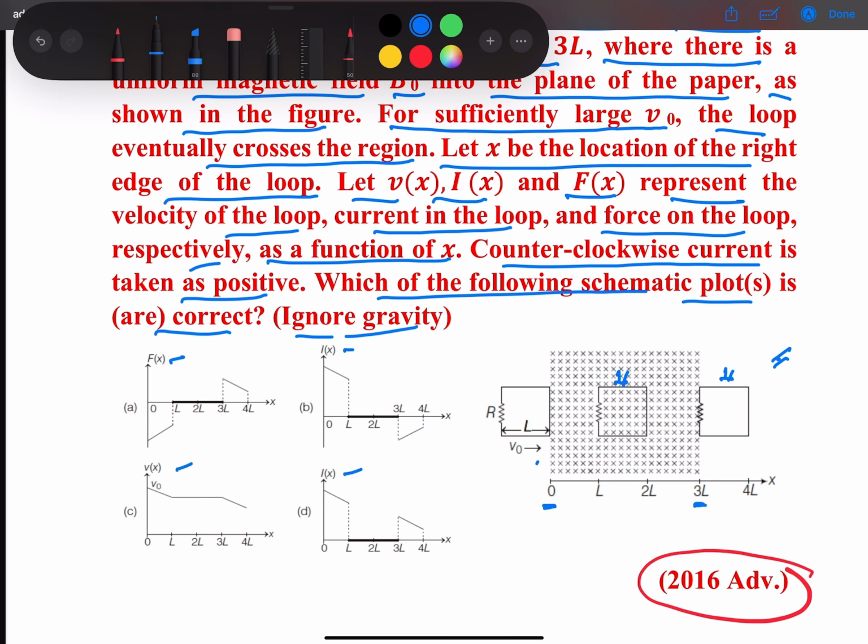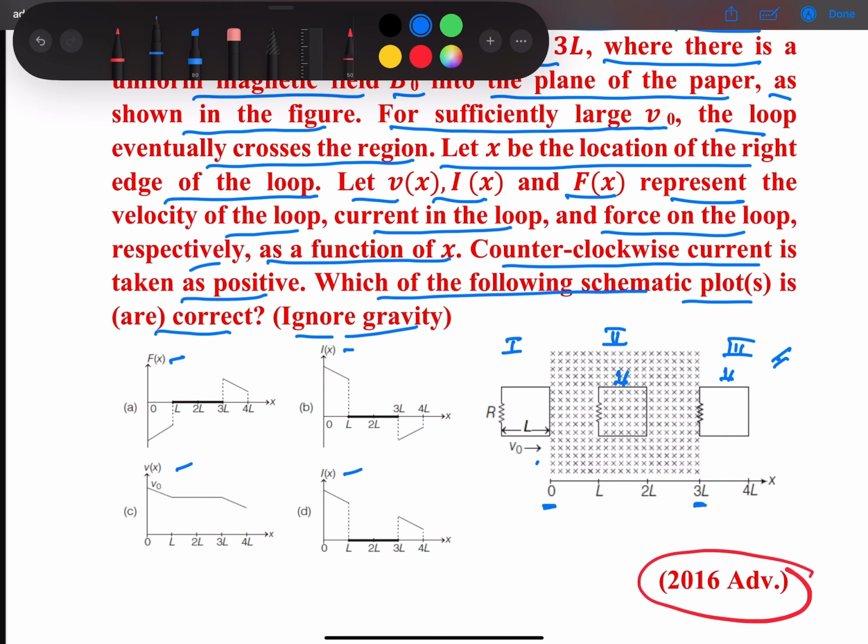Okay. So current has two options, whereas force and velocity have only one option each. So this is basically a multi-correct question, and for this case we have to see which of the options is or are matching with the given description. Okay. So we can divide this entire discussion into three regions. We can call them region 1, region 2 as well as region 3.